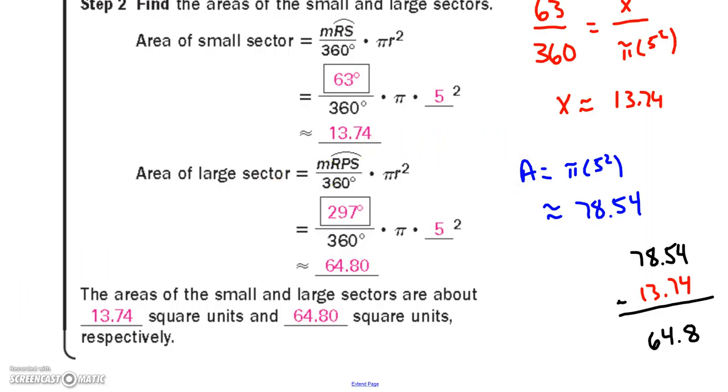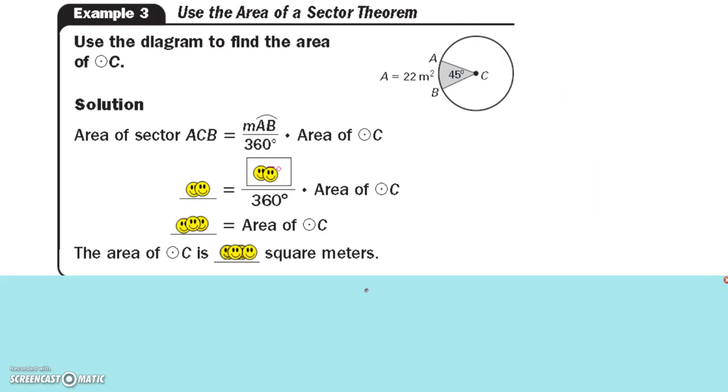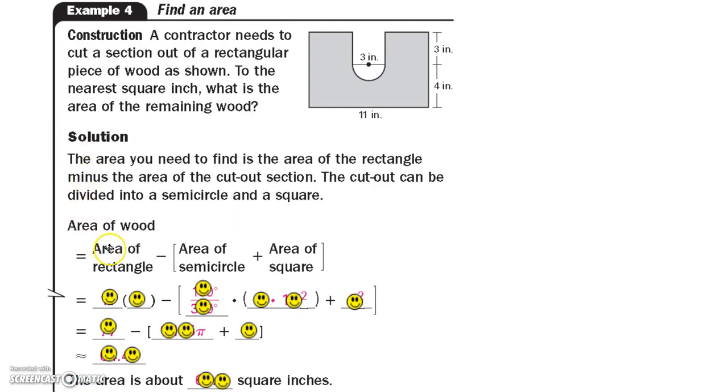So, what's next? Now we have a little bit of an indirect one. We're given the area of the sector, okay, and we're asked to find the area of circle C. So I think I'm going to stop the video here and start a new one for this example and the remaining example. So let me stop this.